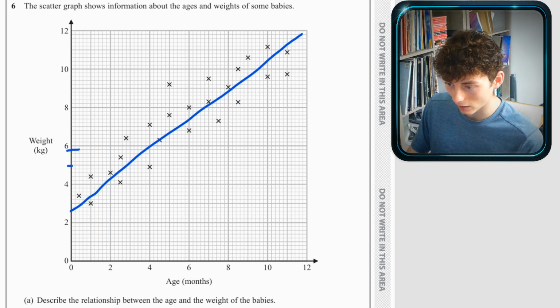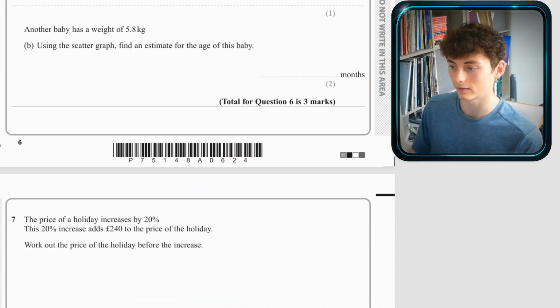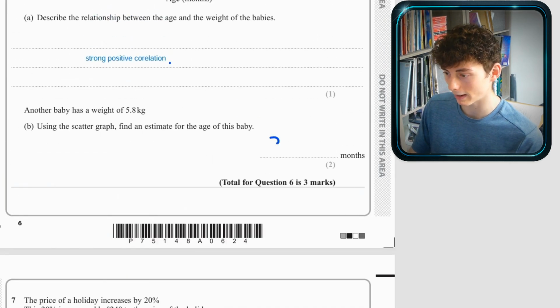So we extend this line across. And where does that meet? There. So then we extend that down to the age. I've messed it up a bit, but there. So that's 3 there. So that's about 3.8. So we put 3.8 months here.